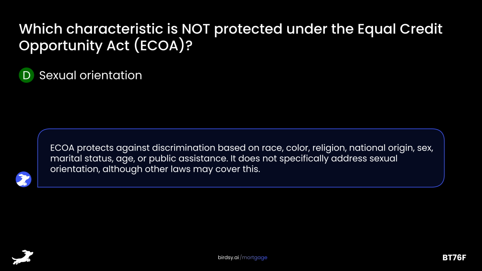ECOA protects against discrimination based on race, color, religion, national origin, sex, marital status, age, or public assistance. It does not specifically address sexual orientation, although other laws may cover this.